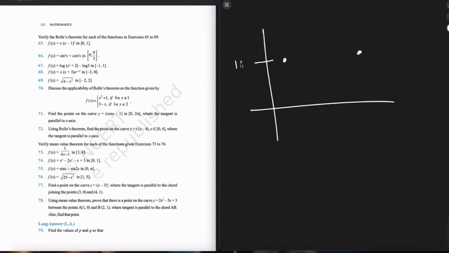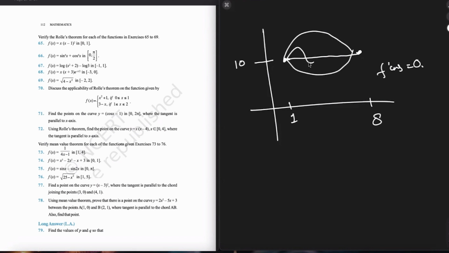Let's say the value is 10. Let's say the value is 1. Let's say the value is 8. If your function is reattaining this value, it can definitely go like this in a straight line. So if it moves in a straight line, it is already parallel to x-axis. So that means that f dash of x is already equal to 0. But still it can move like this, it can move like this, or it can move like this. There's any way it can go.